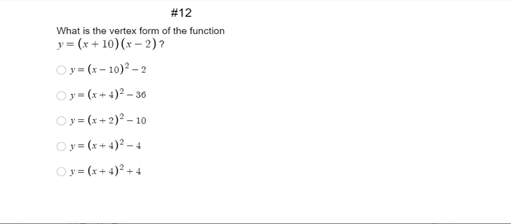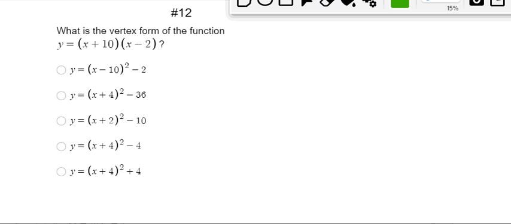All right, now we want the vertex form of this function. So what we need to do here, if you remember from the video, I said we have to do a middleman. We have to multiply this out. So we have x squared minus 2x plus 10x minus 20. Combine our like terms. We have x squared plus 8x minus 20.